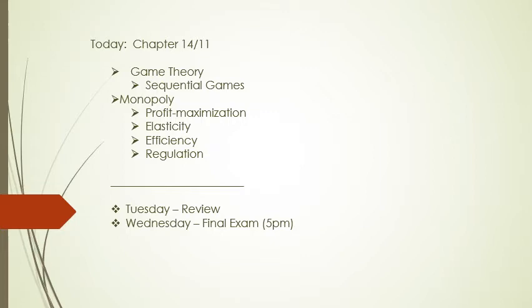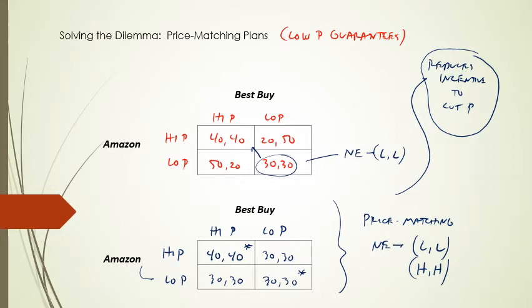All right, guys, last time we were talking about game theory, and we talked about the prisoner's dilemma, this idea that firms sometimes get into price wars, even though they would like to keep prices higher. But in an attempt to gain market share, they kind of shoot each other in the foot and end up in a worse situation collectively. One way to solve that problem, we mentioned in class, was using some sort of punishment strategy like a trigger strategy. Another way is to solve the dilemma using price matching plans or low price guarantees.